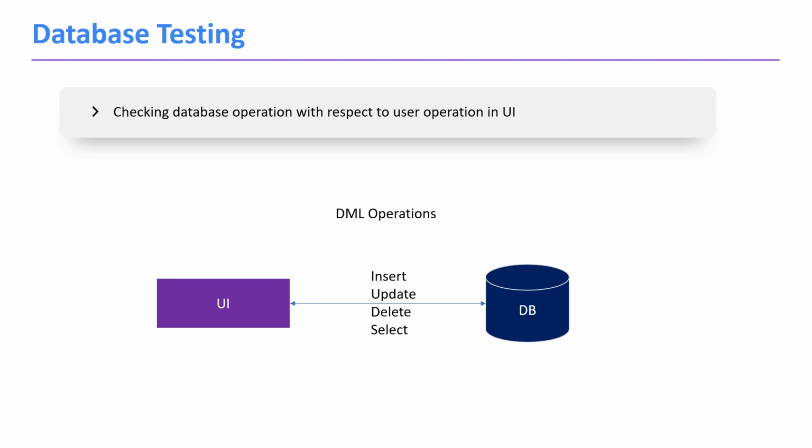In the front end we are performing the functionality, so that is the part of black box testing. And in the database, internally we are logging into the database and checking the database, so that is the part of white box testing. So these two types of testing, black box testing and white box testing, we are performing in database testing. This combination we call gray box testing.